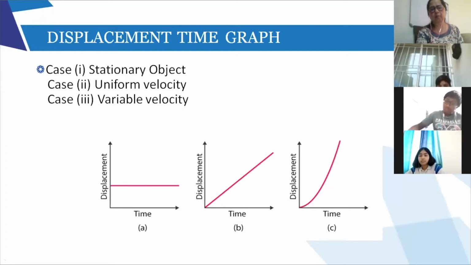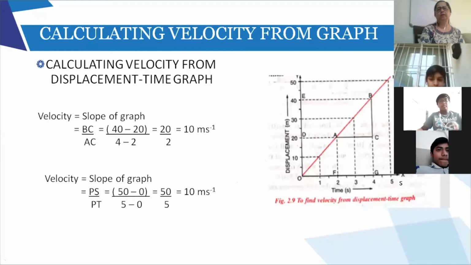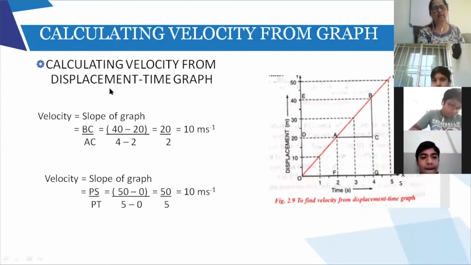And this is the variable velocity. Now next slide. Calculating velocity from displacement time graph. This is very important. How to calculate velocity from displacement time graph. Now, there is something that is called the slope of the graph. I do not know whether you have learned in mathematics, after you draw the graph, there is something called the slope of the graph. Now, how do you find the slope of the graph?